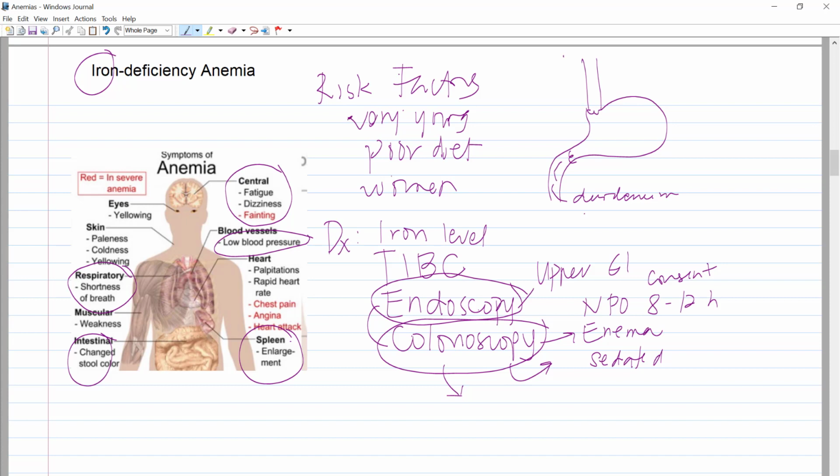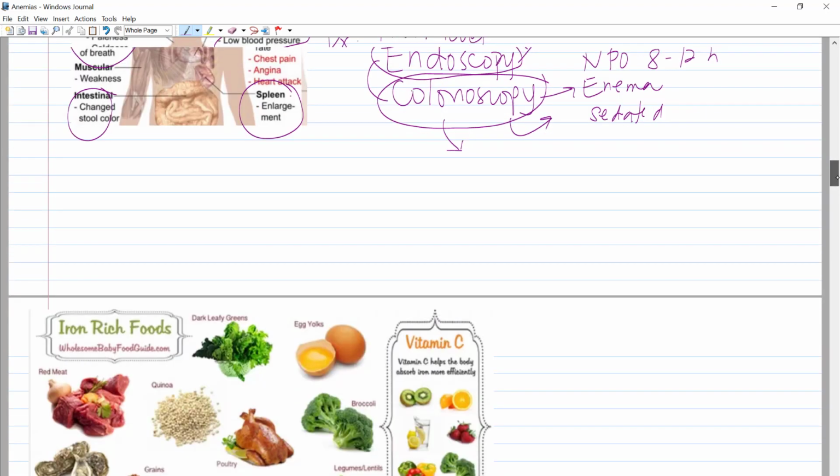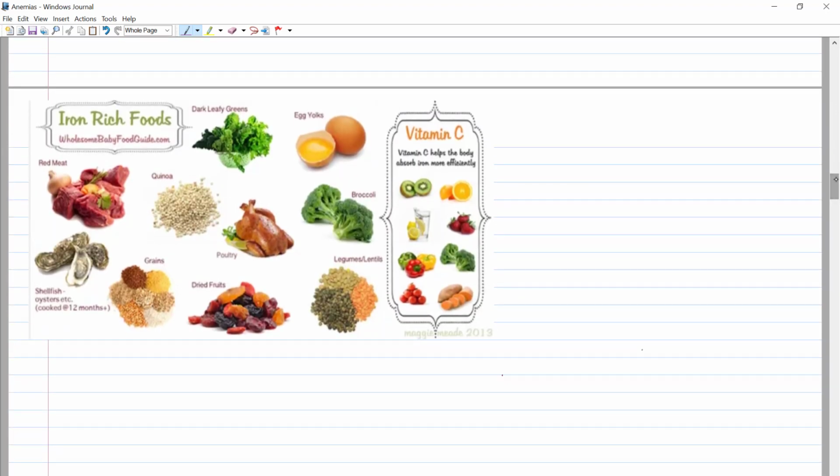Because what if the underlying cause is malnutrition or alcoholism? Then for malnutrition, we have to teach them about the foods that are high in iron. And we have here dark green leafy vegetables, broccoli, poultry, quinoa, greens. These are all high in iron. So we have to educate them that these are good sources of iron.